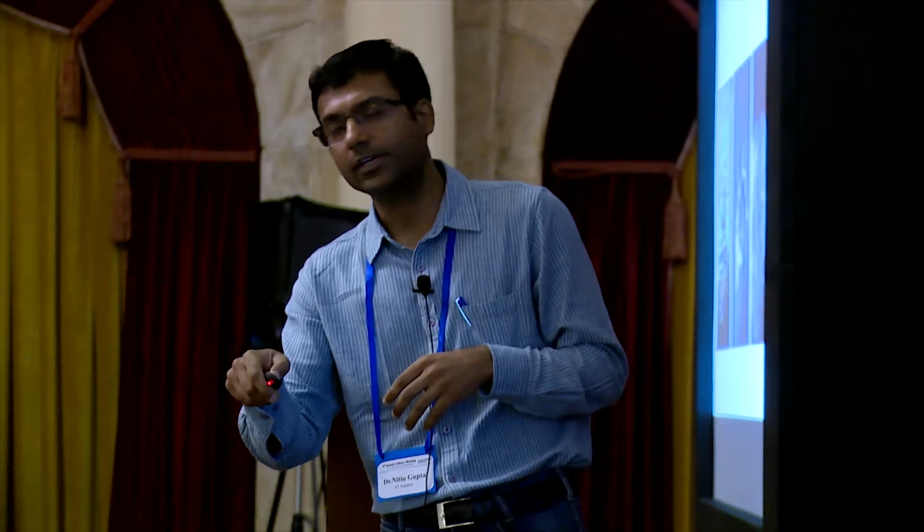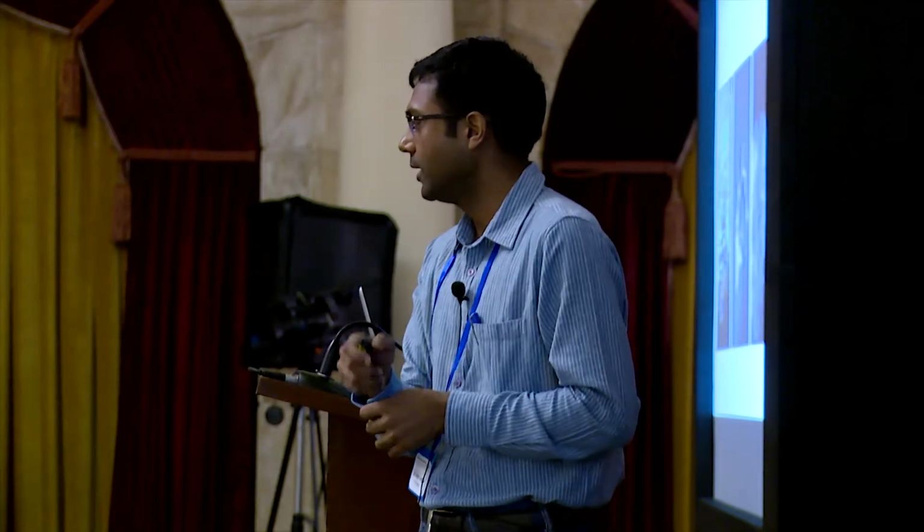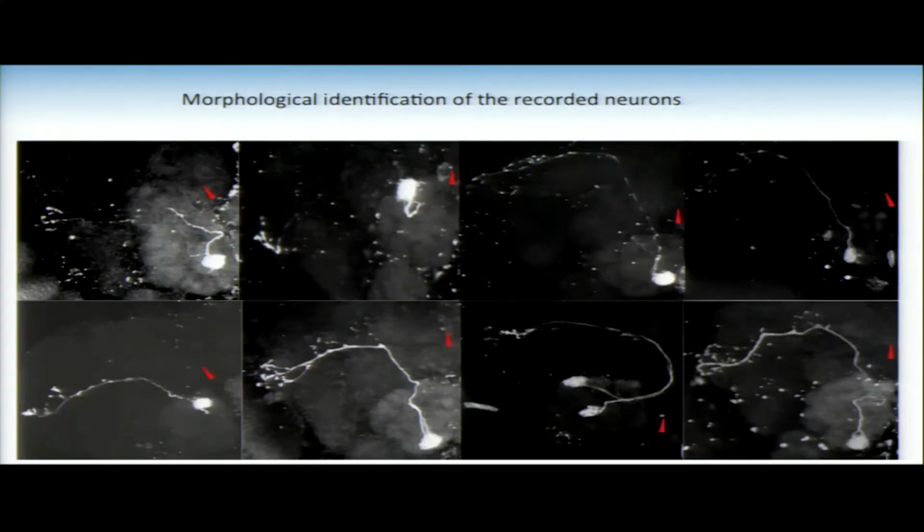Now, we roughly see which area of the brain we are targeting, but it's difficult to identify individual neurons from these kinds of images. So we have a tracer dye in the electrode that we inject into the recorded neuron, and then after the experiment we take the brain out, do confocal imaging, and then we can see the morphology of the neuron that was recorded from, and based on that we can identify the neurons post hoc.